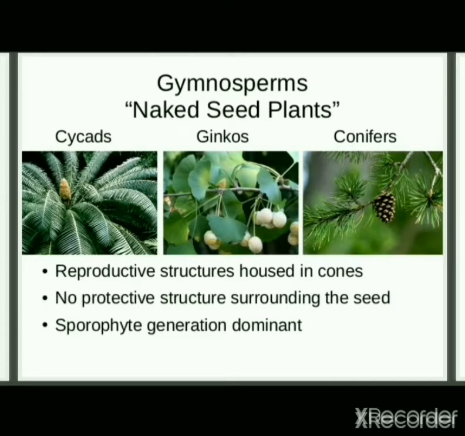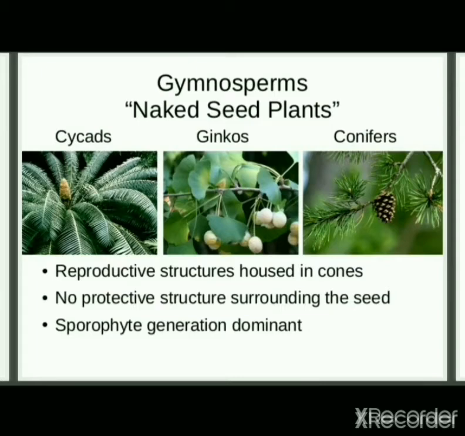So in the case of gymnosperms, commonly we say that all the gymnospermic plants have naked seeds. They have no protective structure around the seed. That means the ovule is present and the ovule develops into a seed, but the ovary and flower-like structures are not present, which would form the protective structure surrounding the seed.